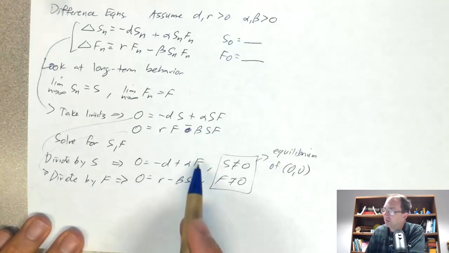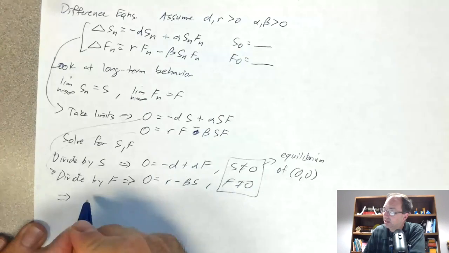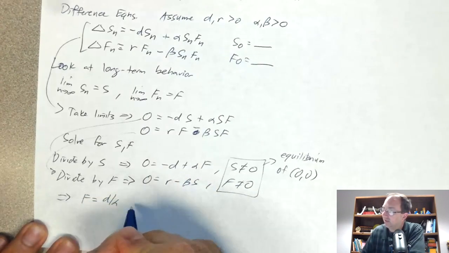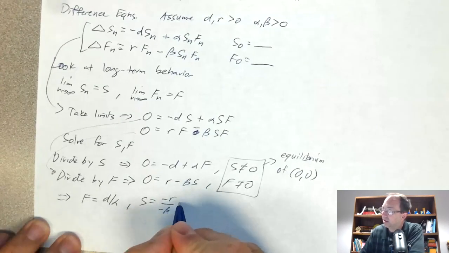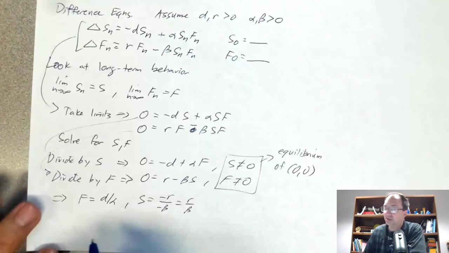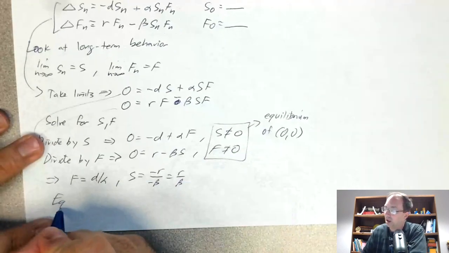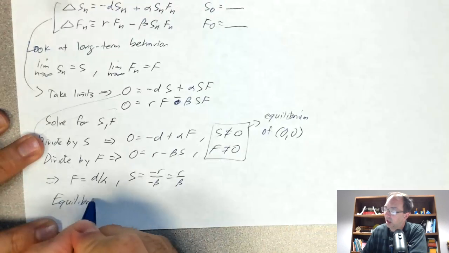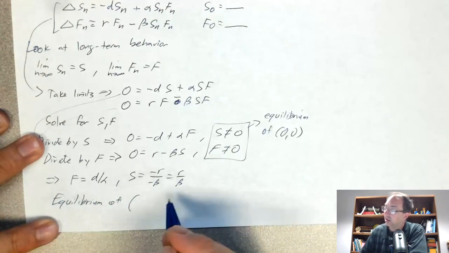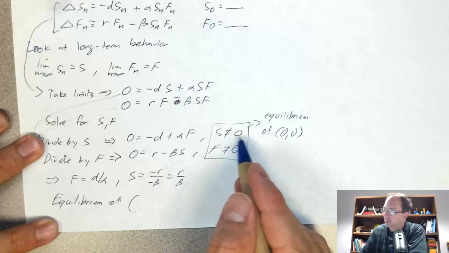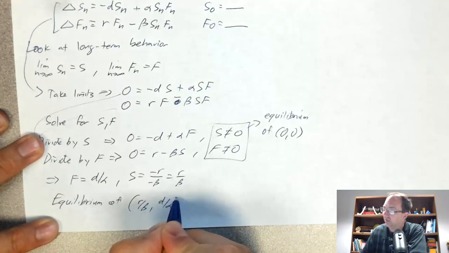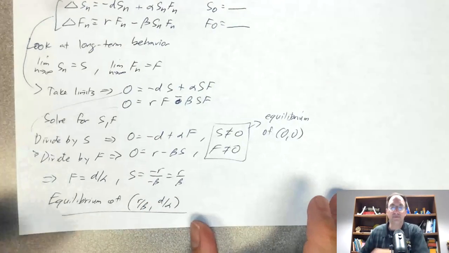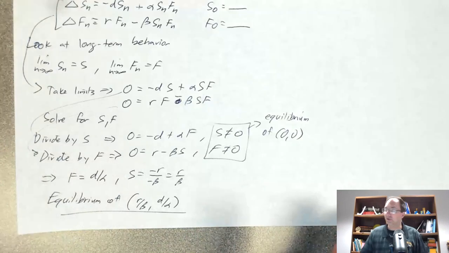The more interesting one is if we solve this equation, which now, notice, is not too bad. Move the d over, divide by alpha, so we get F equals d over alpha, and this, we get S equals minus R over minus beta, or R over beta. So we get an equilibrium of, in this case, the S is first, so we'll use S first here as well, R over beta, D over alpha. So we get two equilibria.